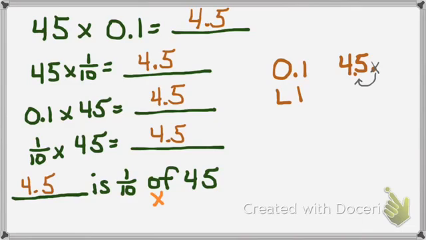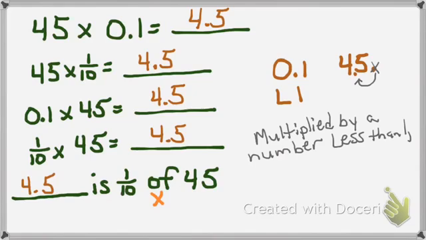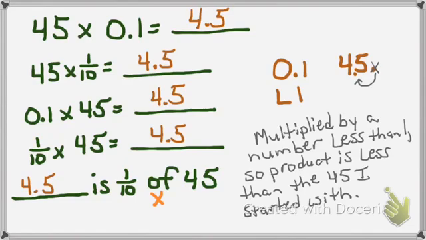And does it make sense? Well, I multiplied by a number less than 1, so my product or answer should be less than the number I started with. In this problem, I started with 45. And my product or answer, 4 5/10, is less than the 45 I started with, so yes, this makes sense.